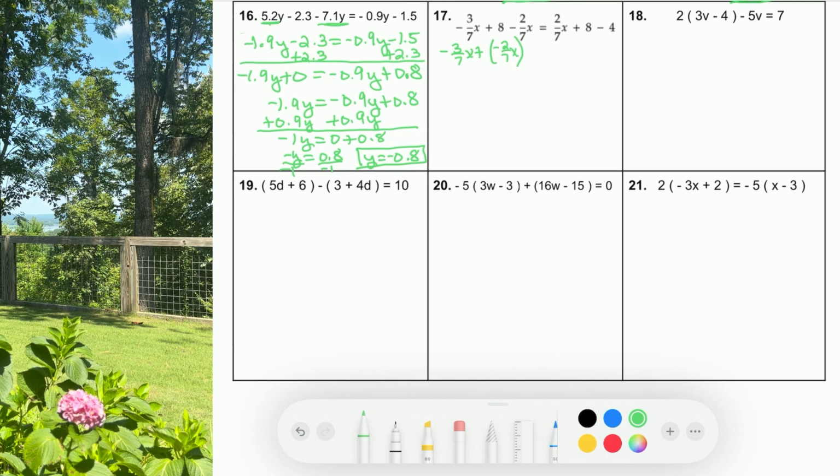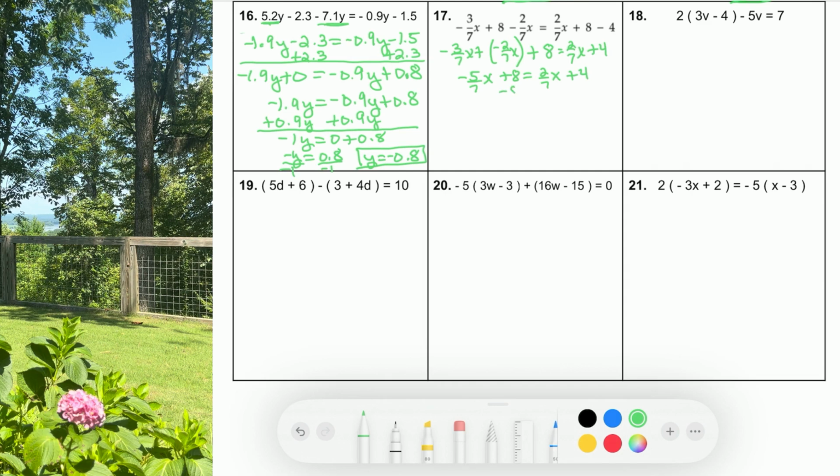7ths x. If we do the keep, change, change, I did want to show you this one just so it would be visually helpful. And then I have 2 7ths x plus 8 minus 4, which is a positive 4 on that side. So negative 3 sevenths plus negative 2 sevenths is going to be a negative 5 sevenths x. Okay. And then I have the plus 8 still equals 2 sevenths x plus 4.